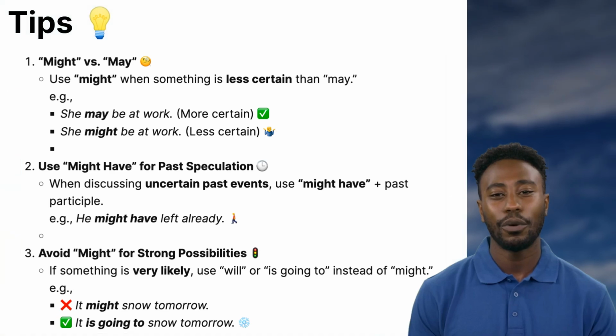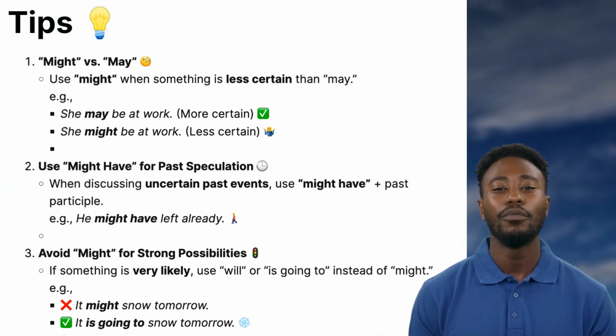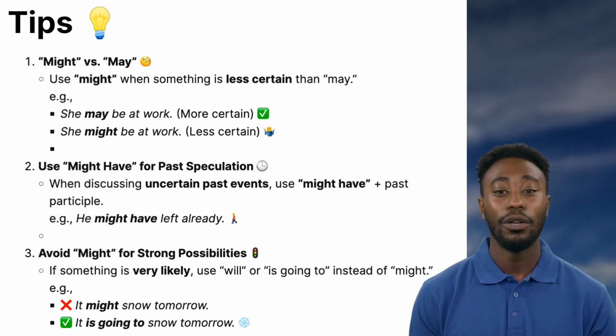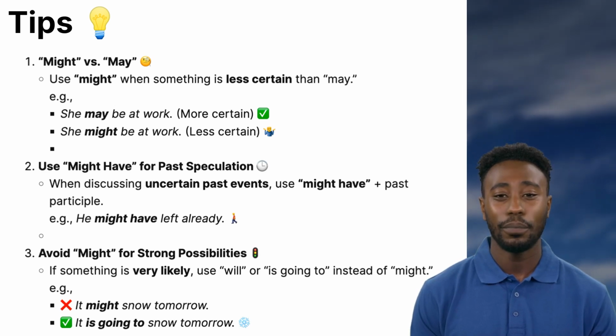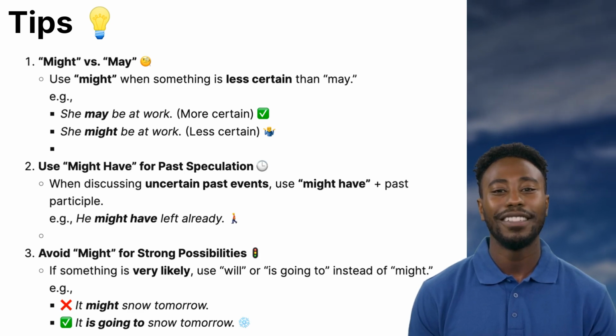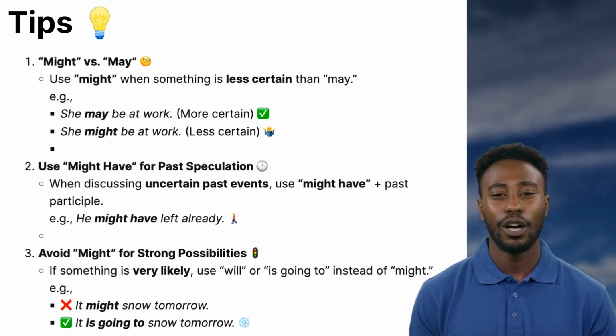Now that you know the different ways to use might, let's go over some essential tips to help you use it naturally and correctly in conversations and writing. 1. Might versus may: understanding the difference. Both might and may express possibility, but might suggests less certainty than may. Examples: she may be at work, more certain. She might be at work, less certain. Think of may as having a higher chance of happening and might as being less likely or uncertain.